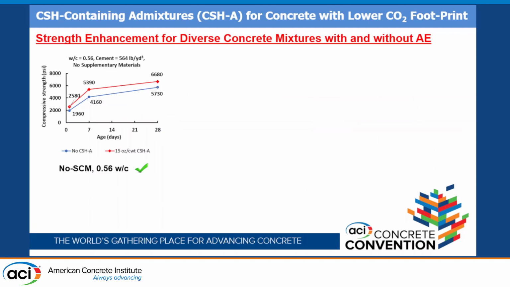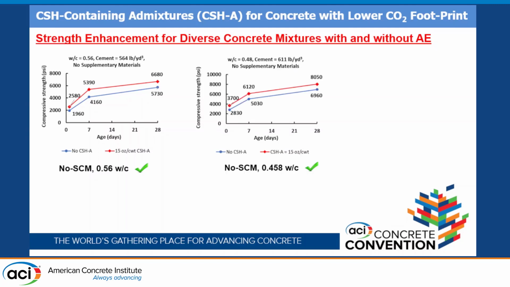So in the case that we don't use supplementary material content, what happens, also if you use air entraining admixtures, okay? You can see that in this case, without supplementary materials, water cement ratio 0.56, again the strength enhancement is more than 1,000 psi at 28 days, also works significantly at 7 days and at 1 day. Or in the case that we have water cement ratio 0.46, again a strength enhancement of more than 1,000 psi at 28 days, and then it is good also at 1 day and 7 days.